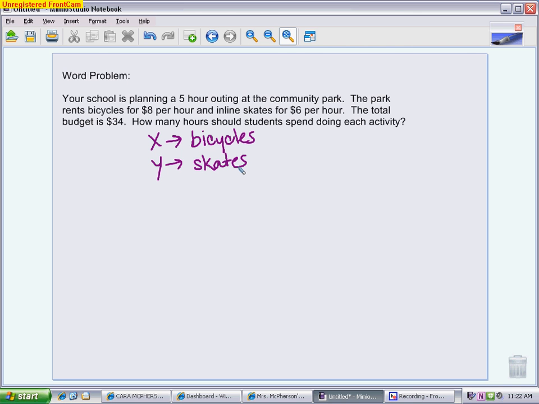I always have to have the same number of equations as I do things that are unknown, things that are missing. Well, one equation is the fact that I know I only have a total of 5 hours to work with. So that means the number of hours that I spend bicycling plus the number of hours I spend skating can only add up to 5. That's all I've got. The next line is going to come with the money aspect, the budget. I'm going to spend $8 for every hour that I do a bicycle and $6 for every hour that I do skating, and I have a total of $34 to work with. So there are my two equations.